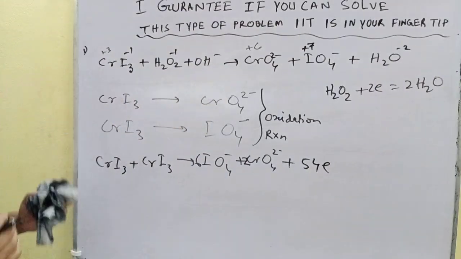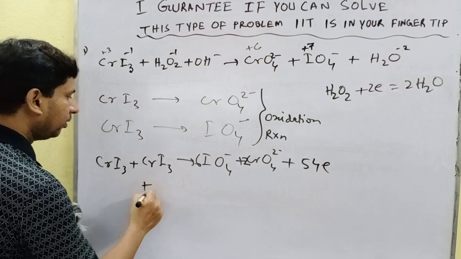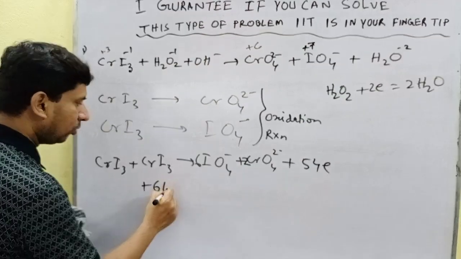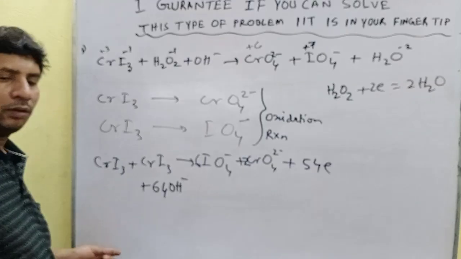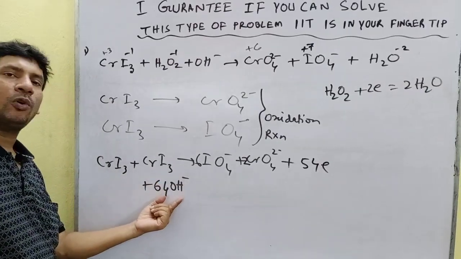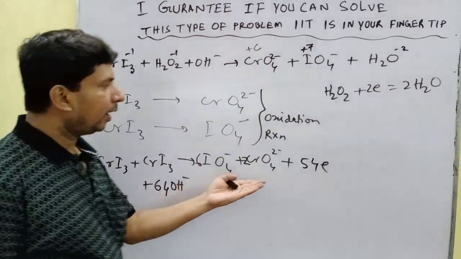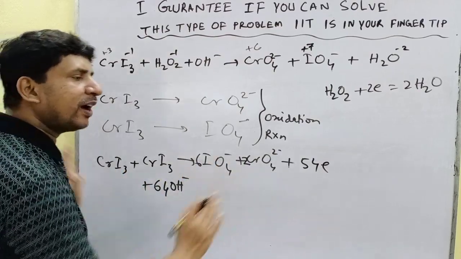So we should add to the left hand side 64 OH minus. In this basic medium, the left hand side has 64 OH minus, and the right hand side has 64 minus charges. So it is charge balanced.